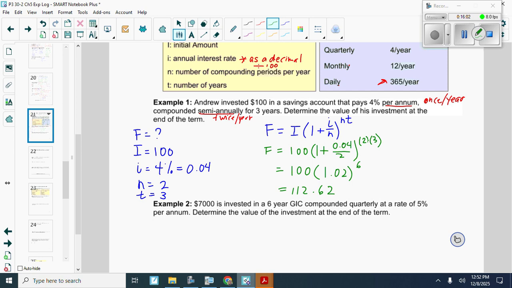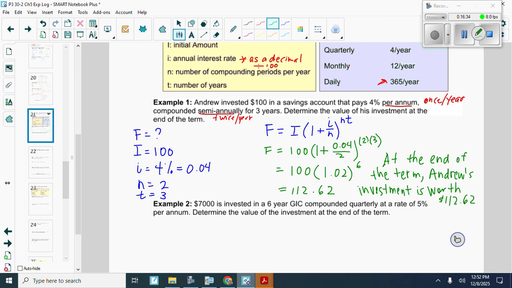And then a nice sentence at the end of the term. Andrew's investment is worth... okay, so please don't forget 2 decimal places and a $ in your sentence answer.